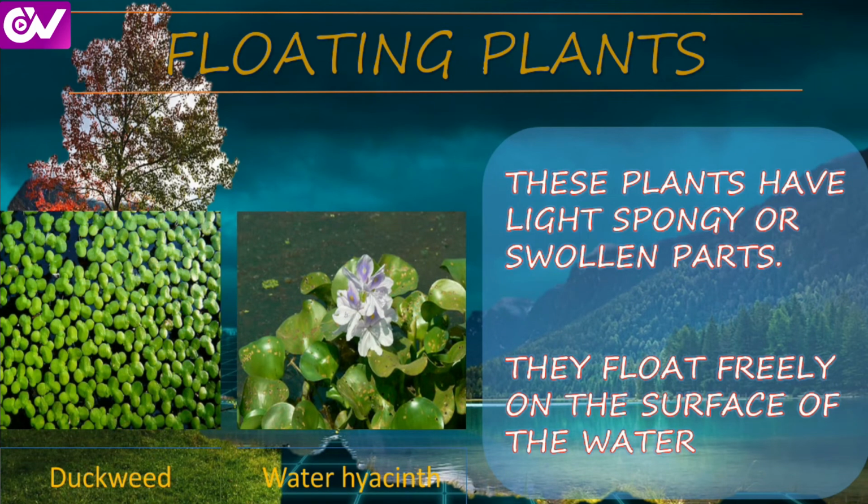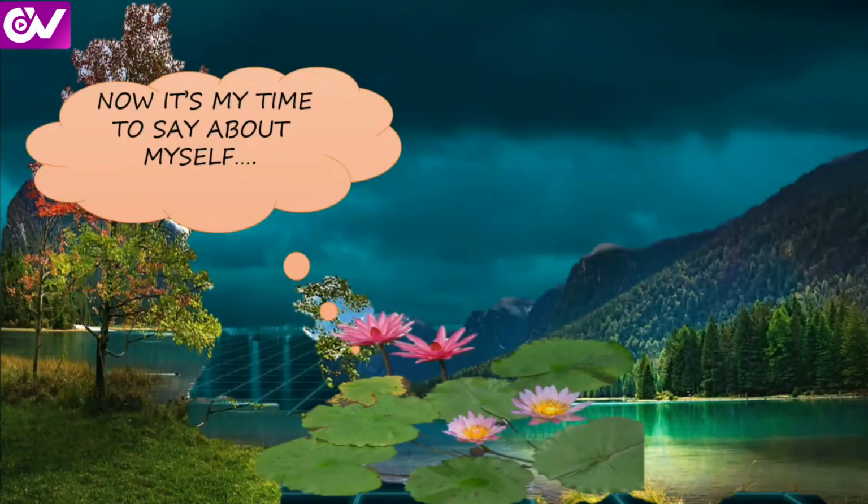Duckweed and water hyacinth are the examples of floating plants. These plants have the spongy surface body structure and it cannot get inside the water.